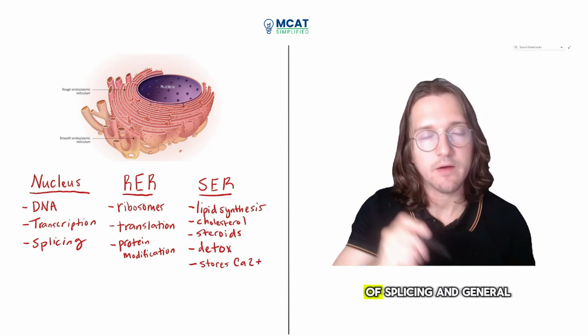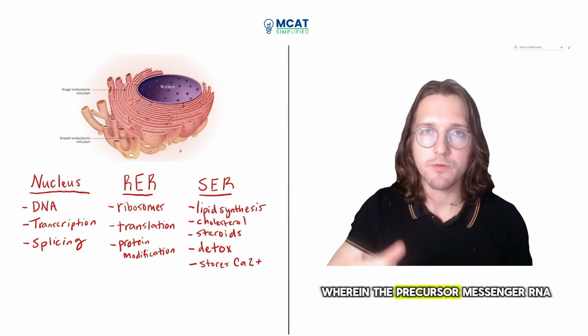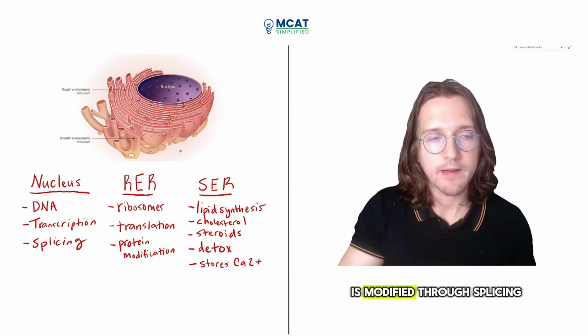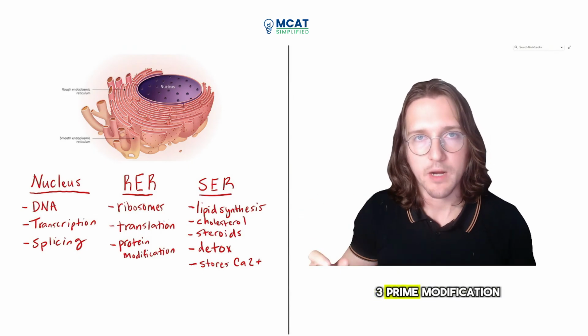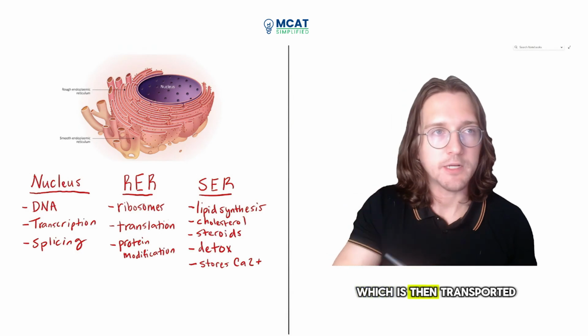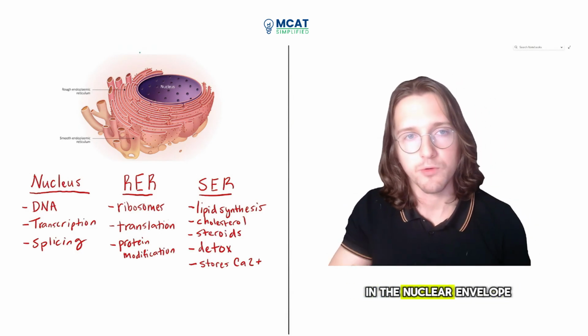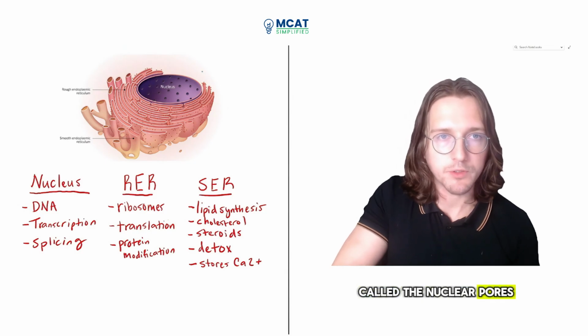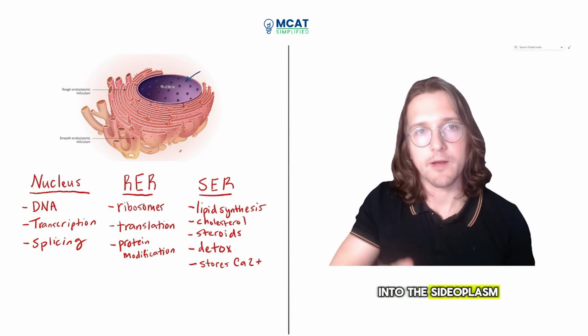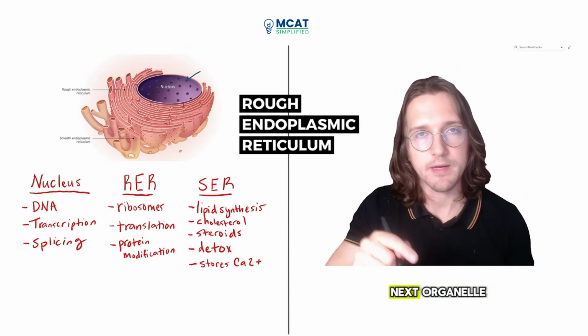Additionally, this is the site of splicing and general mRNA modification, wherein the precursor messenger RNA is modified through splicing and 5' and 3' modification to produce the full messenger RNA, which is then transported from the nucleus through these little openings in the nuclear envelope called the nuclear pores, which are right here, into the cytoplasm, and that's how it gets to the rough endoplasmic reticulum, which is actually the next organelle.